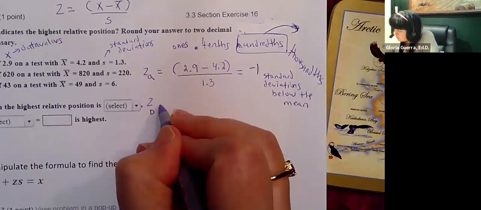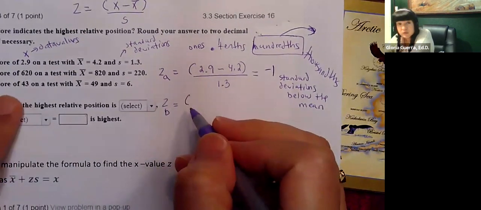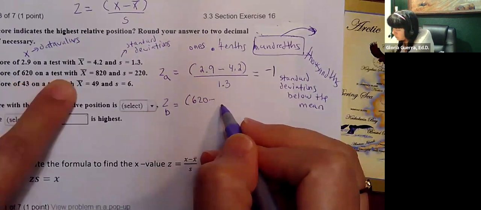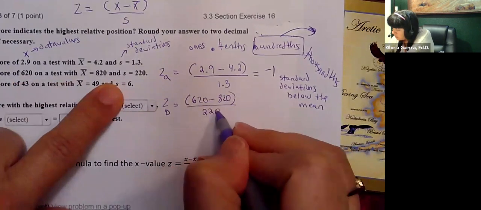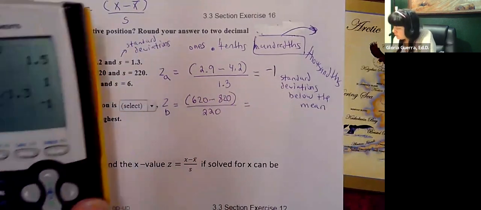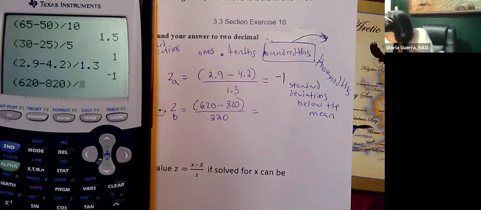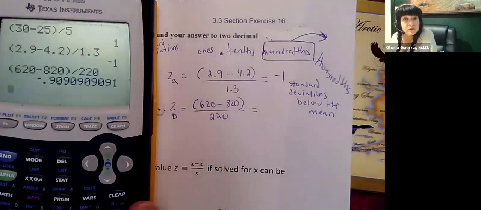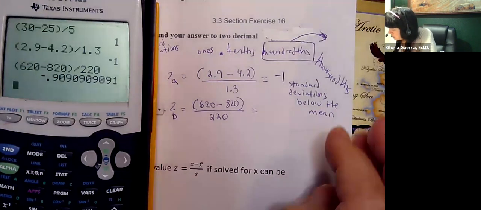Z sub B, so it's x, which is 620, minus the mean, which is 820, divided by s, which is 220. Okay, so open parentheses, 620 minus 820, close parentheses, divided by 220. Oh goodness, look at that. So it's a long decimal. So that's why they say round to 2 decimal places if necessary. Okay, so let's see.